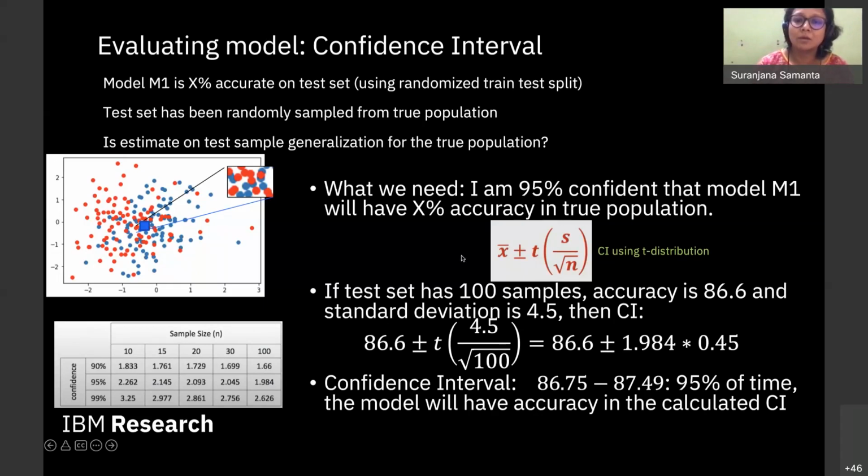There are many ways to calculate this confidence interval using different distributions, such as the Gaussian distribution or the Student's t-distribution. Here in this slide, I'm just giving one example using the Student's t-distribution. The confidence interval equation is something like this, where S is the standard deviation, N is the sample size, and T is something which needs to be calculated from the T table. Based on this data, if my test set has 100 examples, with accuracy so and so and standard deviation so and so, then I am 95% confident that the accuracy of the true population will be in this particular range. That is what we want to say.